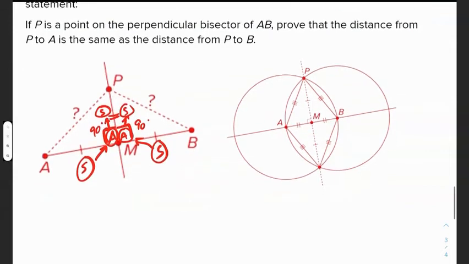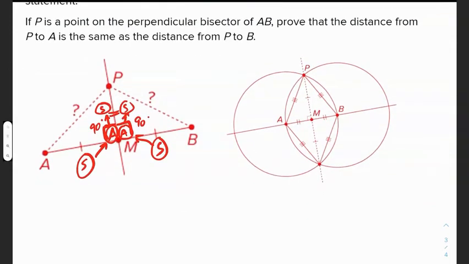So let me go ahead and write this out. All right, what was given was the perpendicular bisector of PM.